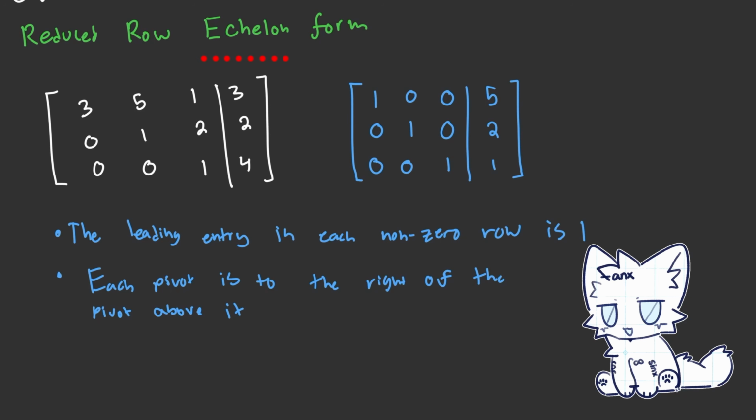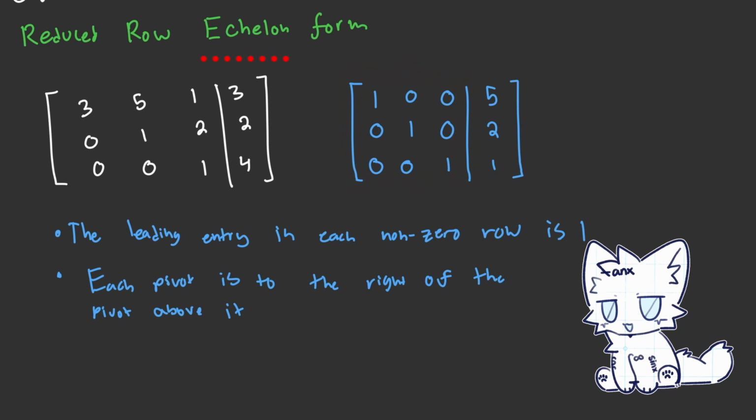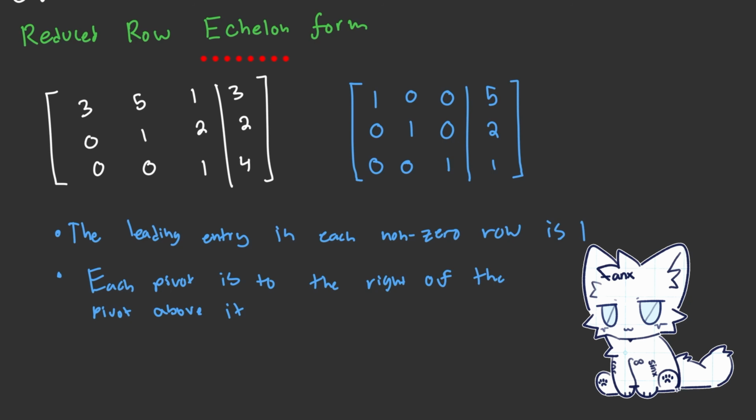So, notice how there is a lot of zeros here. You'll learn later that this is something called the identity matrix, but let's just focus on reduced row echelon form for now. Notice that there are zeros under each pivot, similar to row echelon form. There are zeros underneath each pivot, but there are also zeros above each pivot. So zeros above and below.